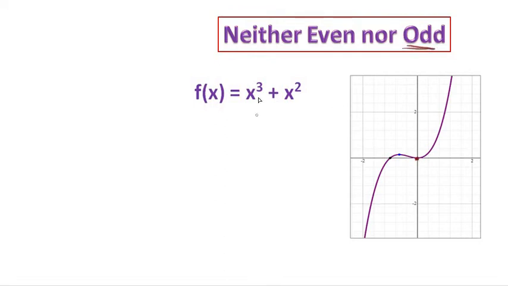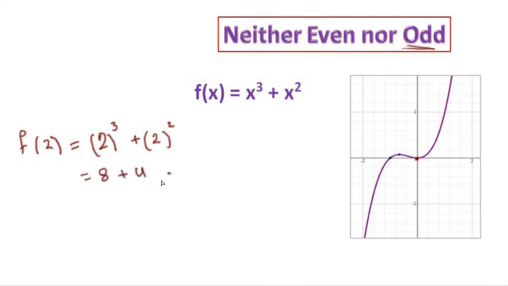We can tell that a function is neither even nor odd by substituting a negative number and checking if it's the same or not. F of 2, let's say, equals 2 cubed plus 2 squared. This is 8 plus 4, which is 12. F of negative 2, if we get 12 again, then it's an even function. If we get negative 12, it's an odd function.